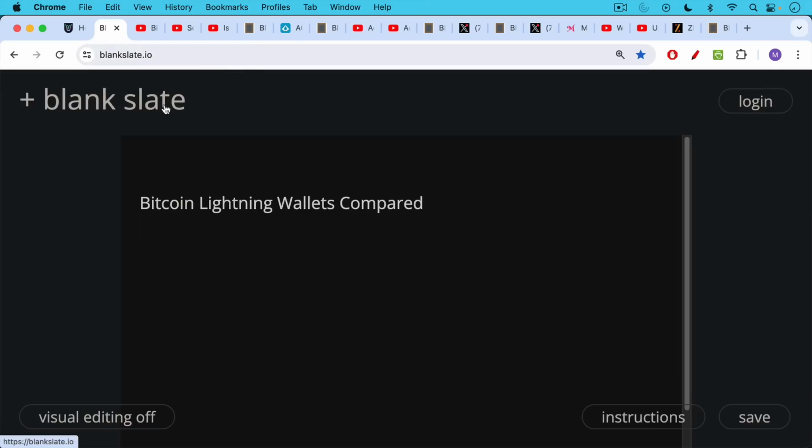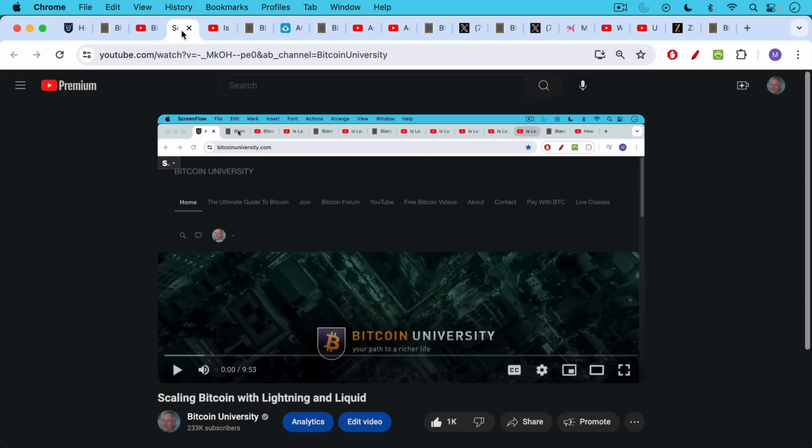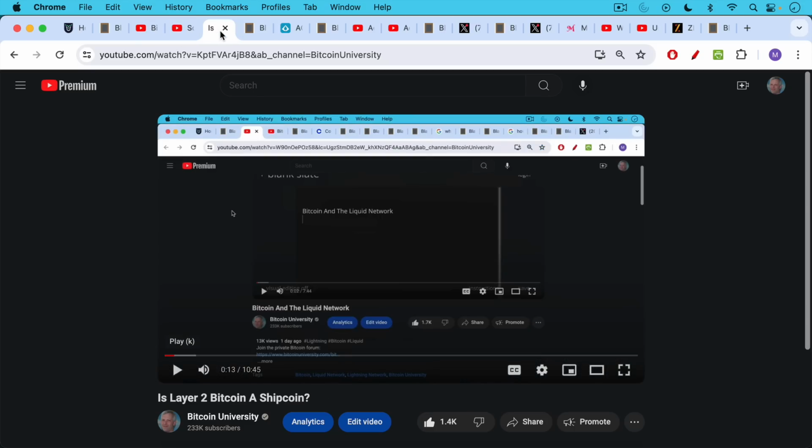Today I want to do a little bit more of a comparison between different Bitcoin Lightning wallets. We've been talking about Liquid, we've been talking about Lightning. If you want to catch up to the discussion, I'll link to the videos in the particular order you should watch them. Bitcoin and the Liquid network, followed by scaling Bitcoin with Lightning and Liquid. Is layer 2 Bitcoin a shitcoin?